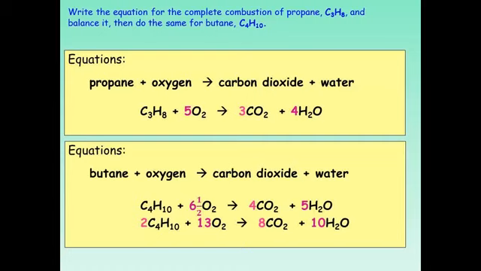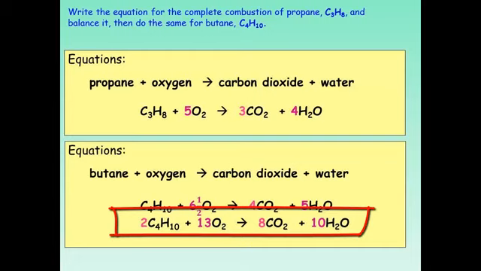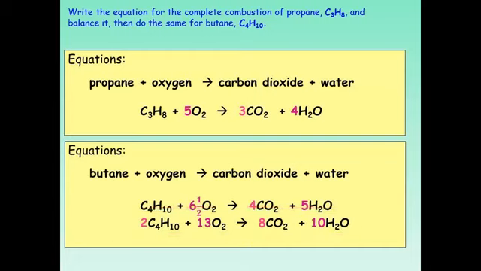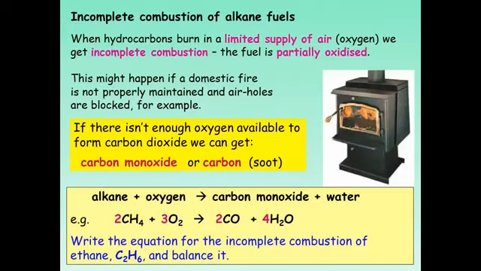Alternatively, we can double the number of butanes, therefore having 13 O2s, 8 CO2s and 10 H2Os. These combustion reactions are taking place in a plentiful supply of oxygen, so that means there is excess or enough oxygen for a complete combustion to take place.